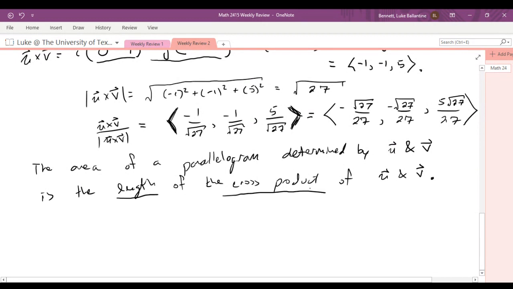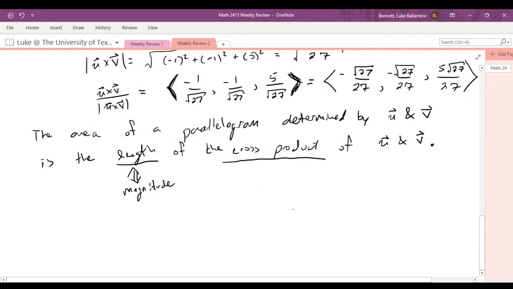How in the world do I find the length of a vector, right? The cross product outputs a vector. How do I find the length of a vector? Yep, that's right. Length is just magnitude. The length of a vector is magnitude. So I could have written this: the area of the parallelogram determined by U and V is the magnitude of the cross product.